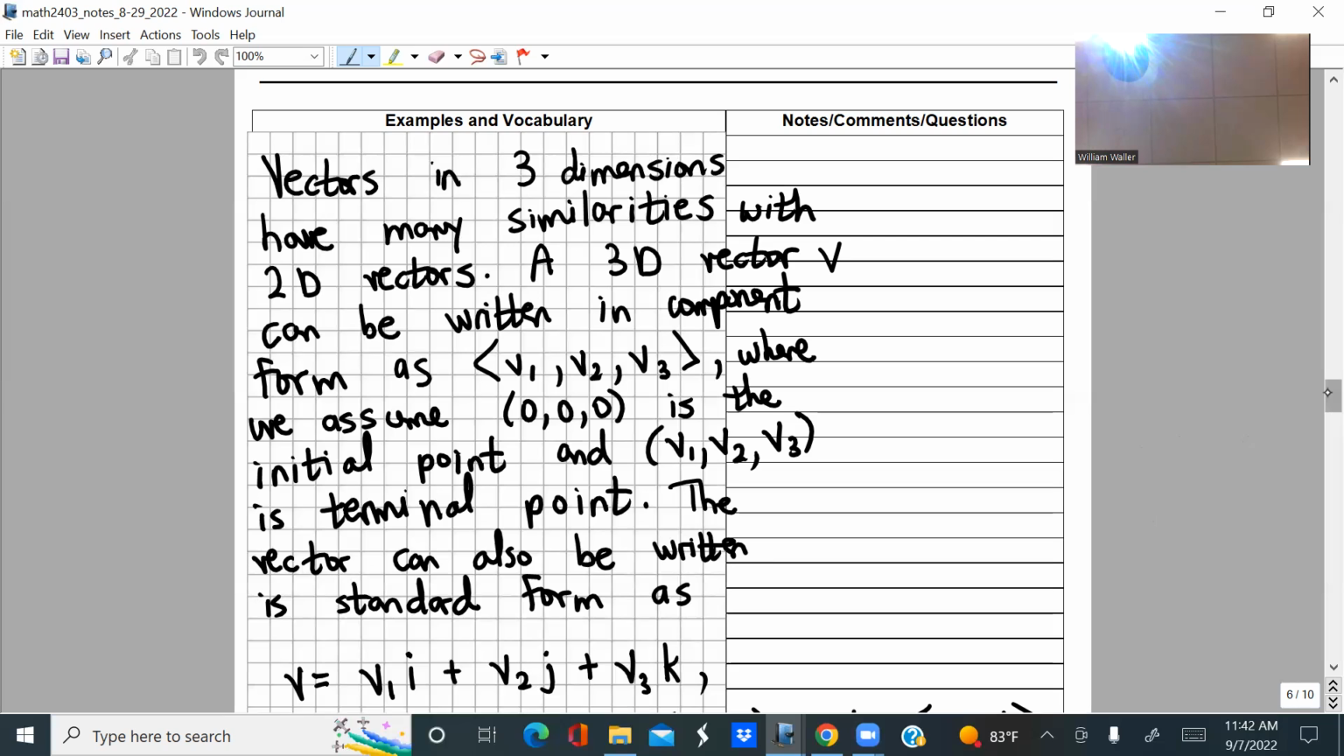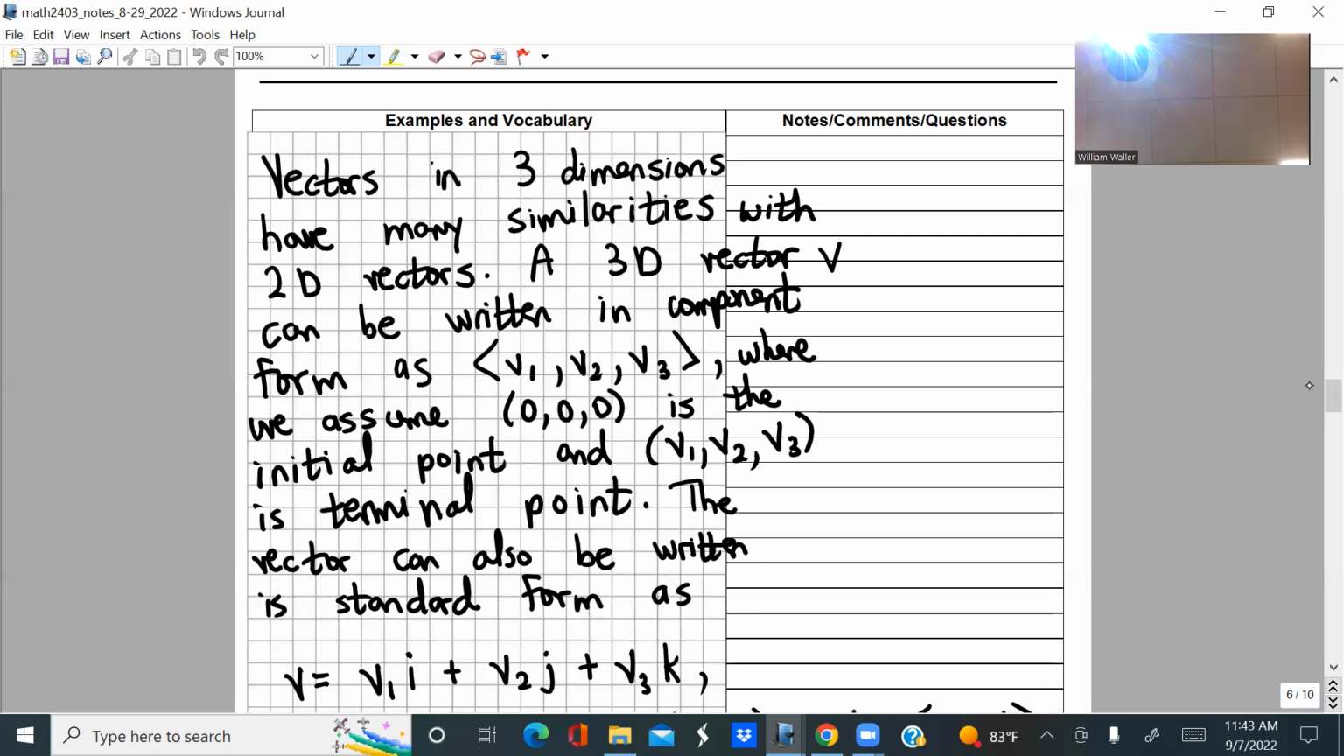Now you can take these three-dimensional vectors and put them in what's called component form, by assuming that the initial point of the vector is the origin, which has coordinates 0, 0, 0. Just like with 2D vectors, we can put 3D vectors in component form. When we do that, we enclose it in pointy brackets, just like we do with a 2D vector. So a 3D vector just has that third component as part of its component representation.